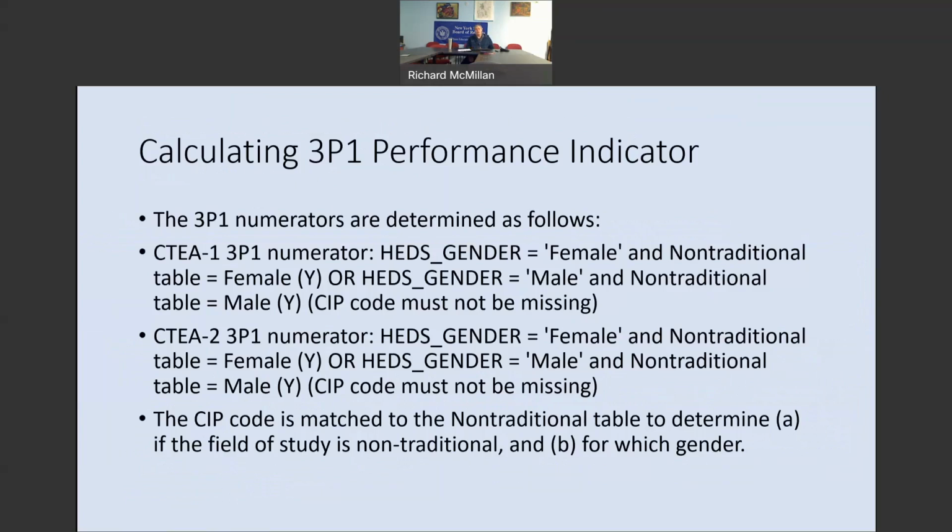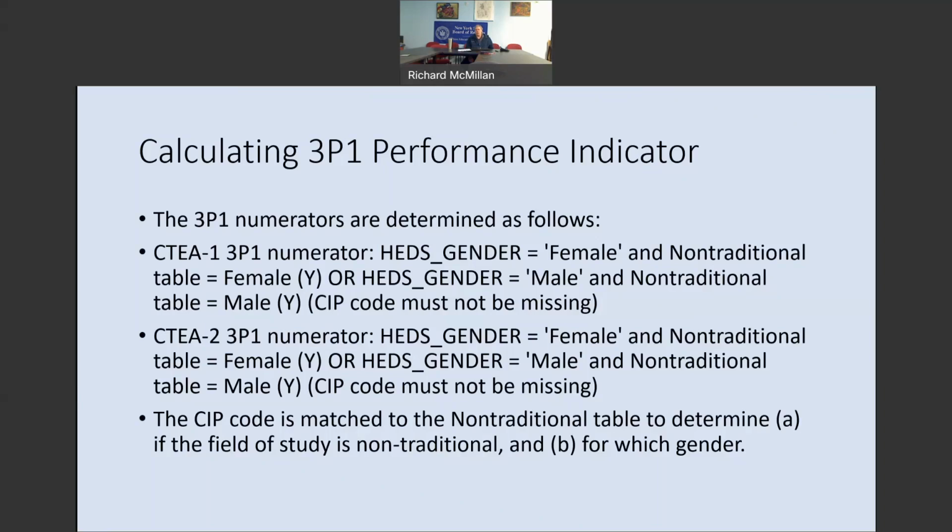Calculating 3P1 performance indicator. The 3P1 numerators are determined as follows. CETA 1, 3P1 numerator: heads gender equals female, and non-traditional table equals female Y, or heads gender equals male, and non-traditional table equals male Y. And the zip code must not be missing. You must have the zip code to make this determination.